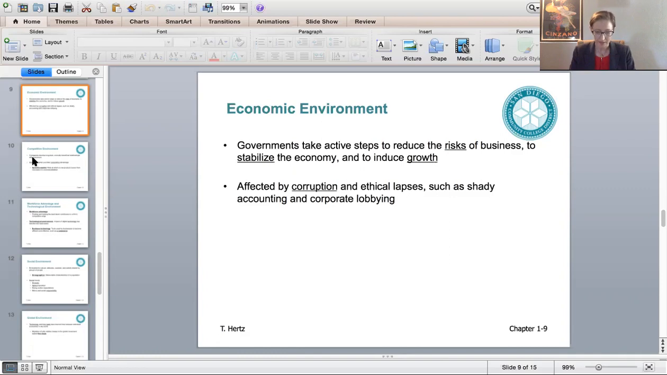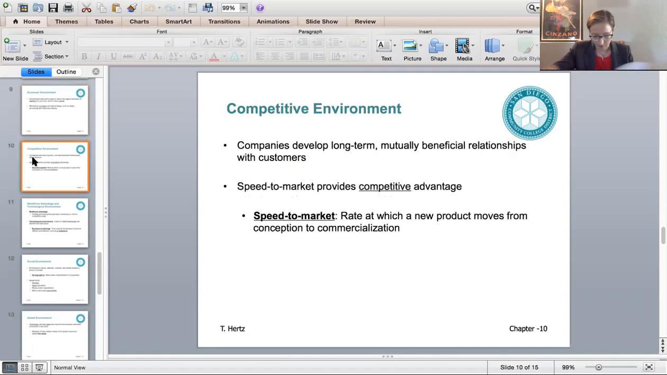These can be affected by corruption, by ethical lapses, such as shady accounting practices. We've all seen that, and that was a large part of the catalyst for the great financial crisis of 2008. Corporate lobbying is also extremely problematic for the economic environment and can negatively affect the way that our capitalistic society operates, and can have really unintended and very harmful consequences. But we'll talk more about that when we talk about business ethics. I don't want to get too off topic here.